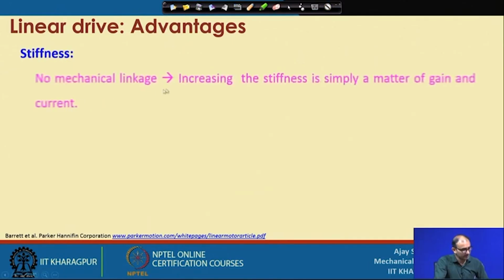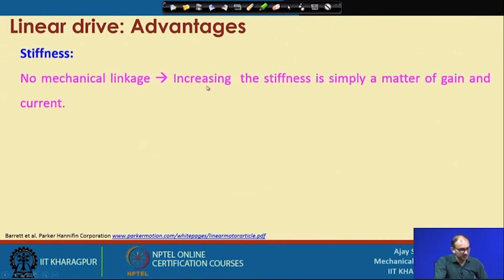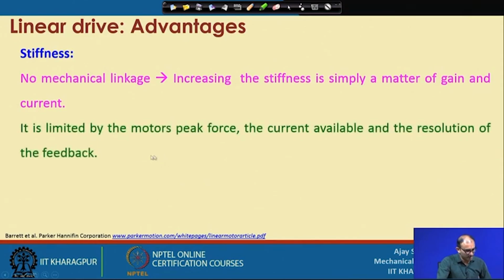Right. Stiffness: because no mechanical linkage is there, it is a matter of the gain and the current. How much current you are supplying, depending on that you can get the stiffness of the motor, and it is limited by the motor peak force, the current available and the resolution of the feedback. Because if you want to make it more and more stiff, you have to sacrifice with the resolution, because then your weight will be very high, and inertia forces will create a problem at the later stage.